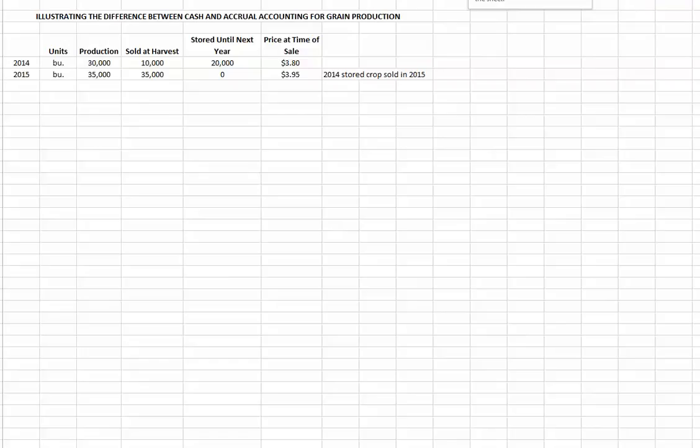In this example, from the grain storage management decision, we're going to illustrate an accrual accounting system and how revenue would be recorded. Now, I hope you've already listened to the cash system and understood that in the cash system, revenue is recorded only when the money changes hands. However, in an accrual system, we're going to record revenue based upon when the production took place.